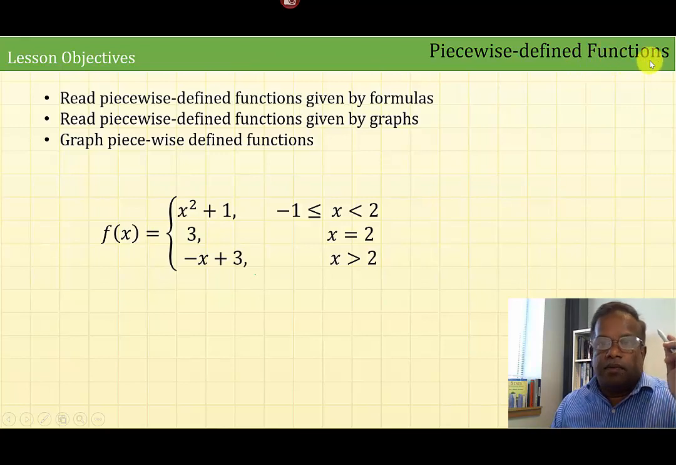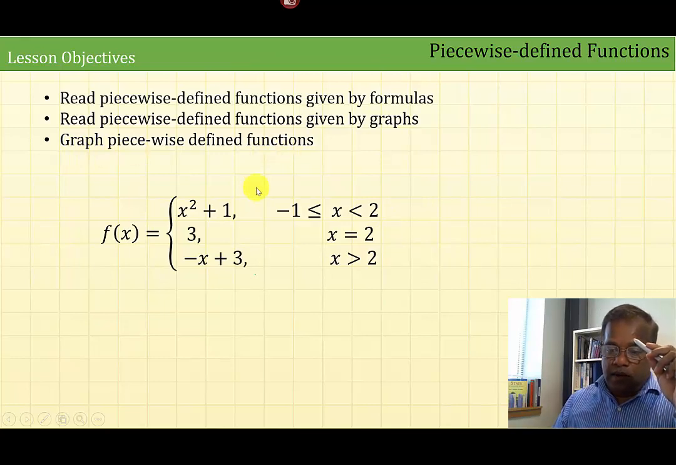Piecewise defined functions. In this lesson, we're going to learn how to read piecewise defined functions given by formulas, piecewise defined functions given by graphs, and also we learn to graph piecewise defined functions. Now you can see here, this is an example of a piecewise defined function. This function has three pieces or three different rules at different parts of the domain of this function.